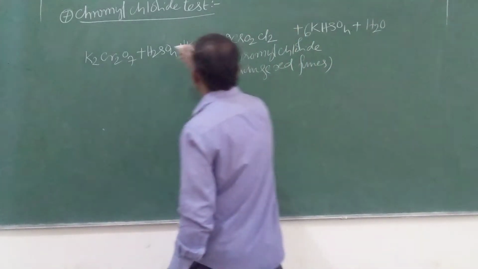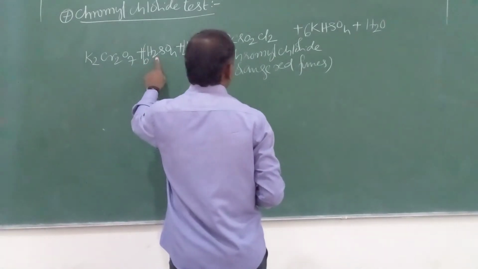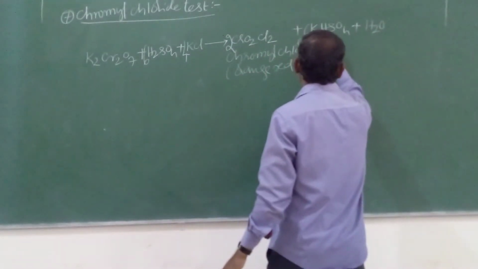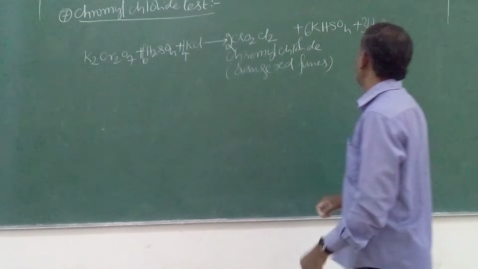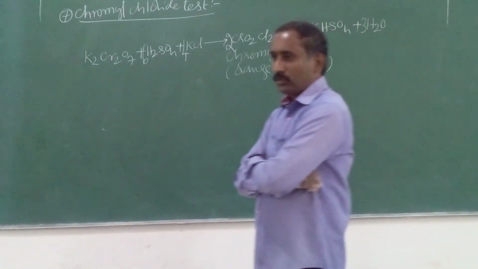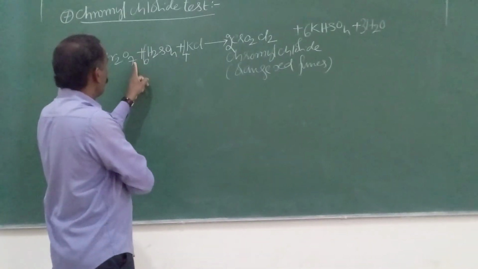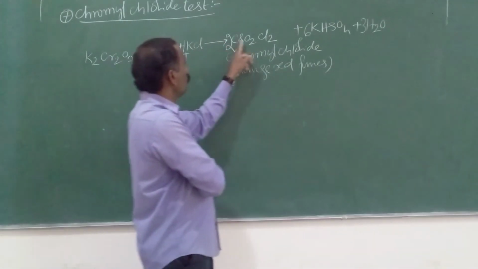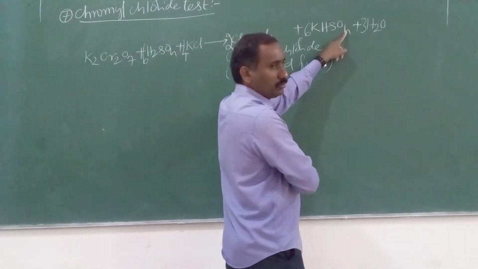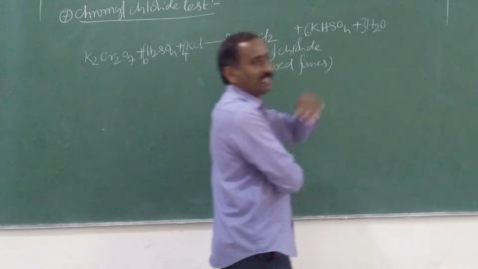6 sulfurs, 6 sulfurs. Hydrogen: 6 into 2, 12. Here already 6 is there, multiplied by 3. Automatically oxygen is balanced. 6 fours are 24. 24 plus 7, 31. 6 into 4, 24. 24 plus 4, 28. 28 plus 3, 31. Balanced.